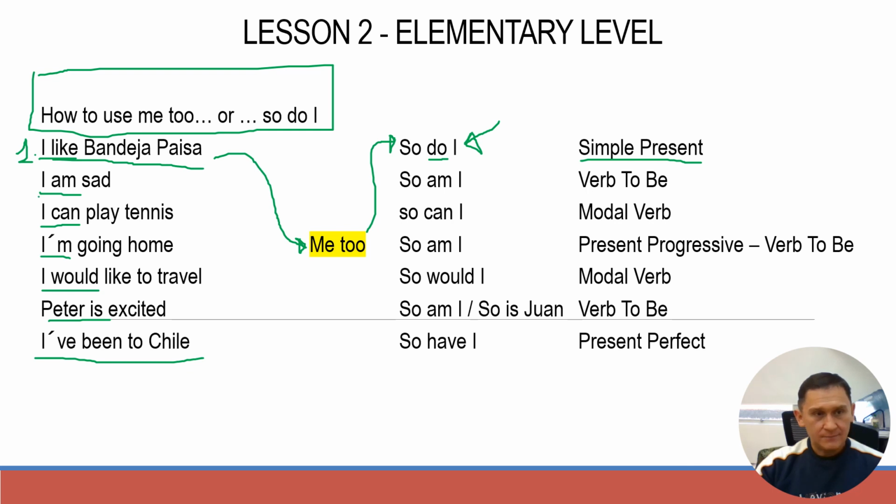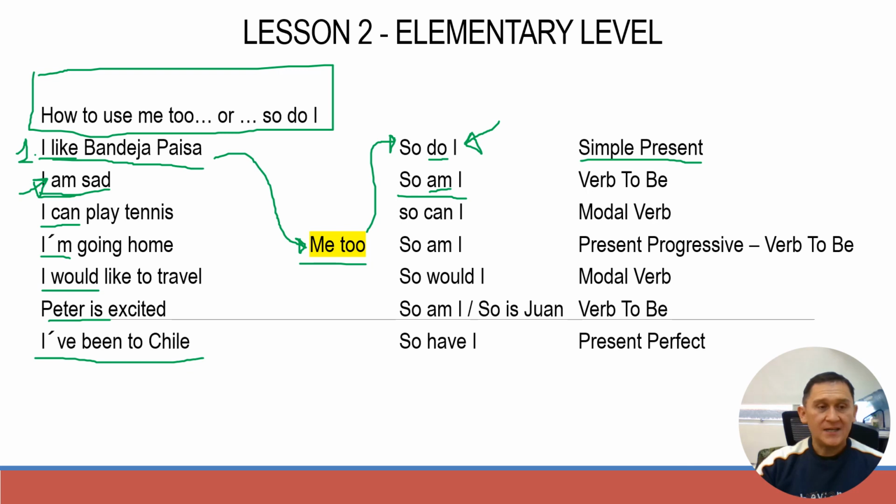I'm saying "I'm sad." You can say either "me too" or "so am I." And why are we using am? Because this is the verb to be for the pronoun I.